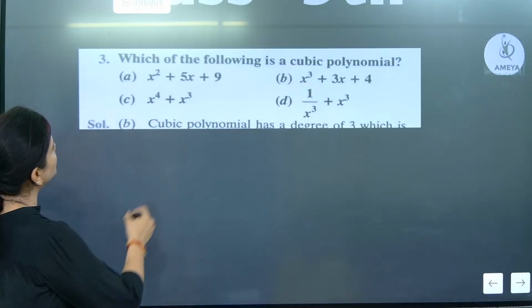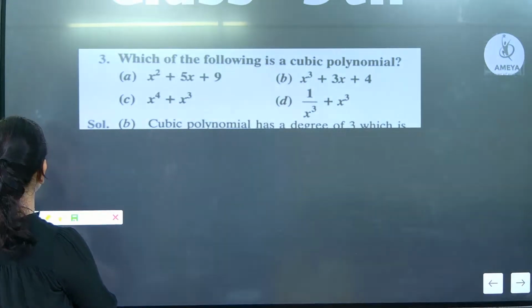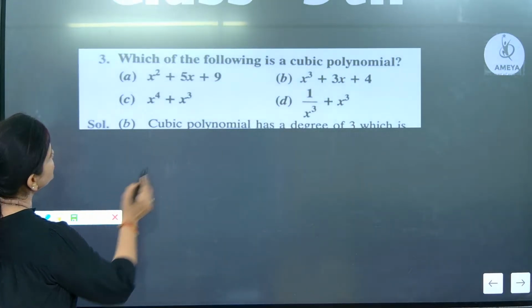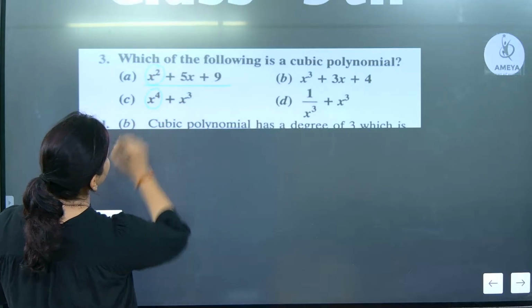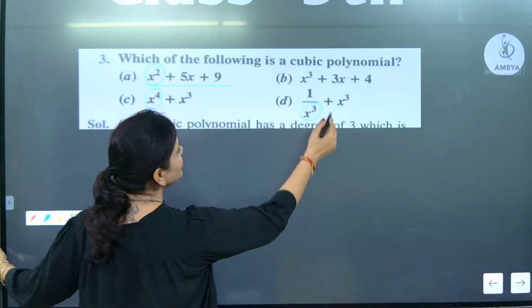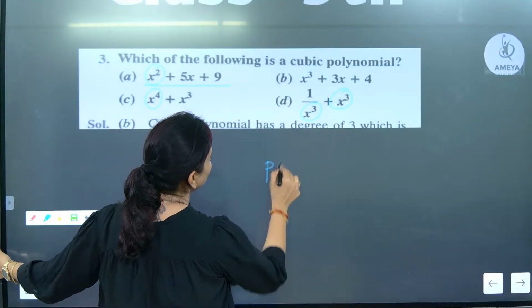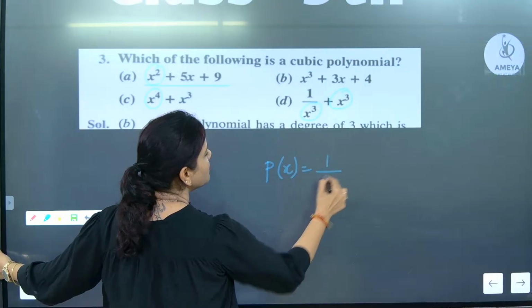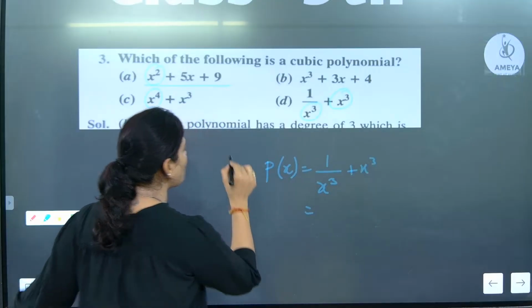So here, when you are solving, just check this one out. What is the maximum degree here? When we are checking, here maximum degree is 2. Here maximum degree is 4. Here maximum degree is 3, but it is exactly down. Here maximum degree is 3, but when f of x will be written as 1 by x to the power 3 plus x cubed, first it is not a polynomial.